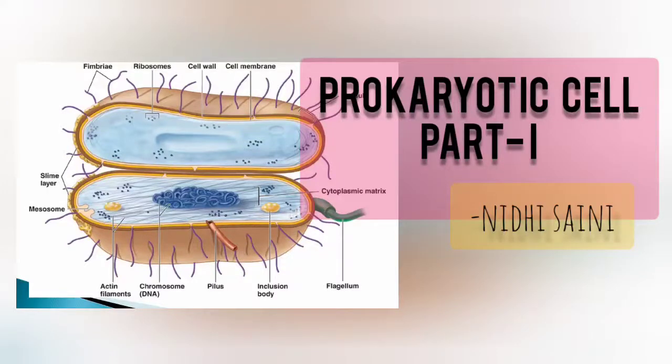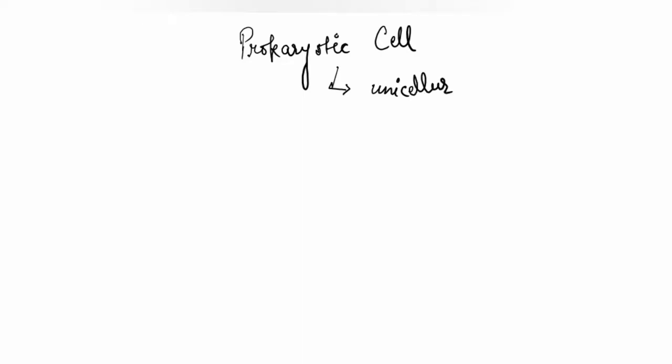Hello students, welcome back. Today in this video we will start with the prokaryotic cell, and in the next one we will be completing the eukaryotic cells. So what basically are prokaryotic cells? As I have already told you, prokaryotic cells are simpler as compared to eukaryotic cells, and they are unicellular in nature. They are very simple, not the complex one.